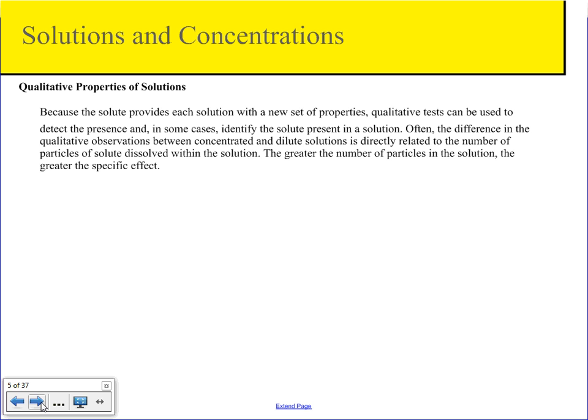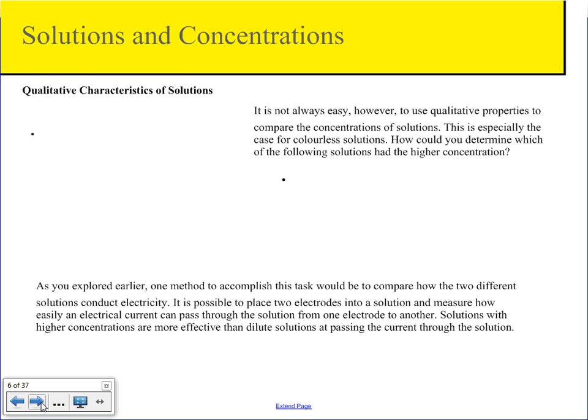So, qualitative properties of solutions. Because a solute provides each solution with a new set of properties, qualitative tests can be used to detect the presence and, in some cases, identify the solute present in a solution. Often, the difference in qualitative observations between concentrated and dilute solutions is directly related to the number of particles of solute dissolved within the solution. The greater the number of particles in the solution, the greater the specific effect.